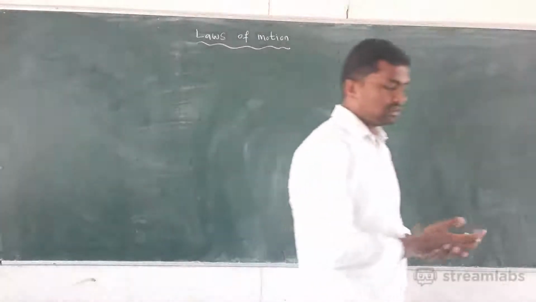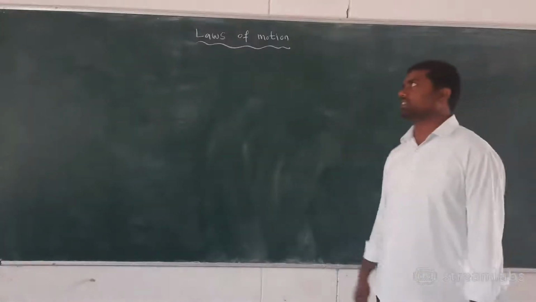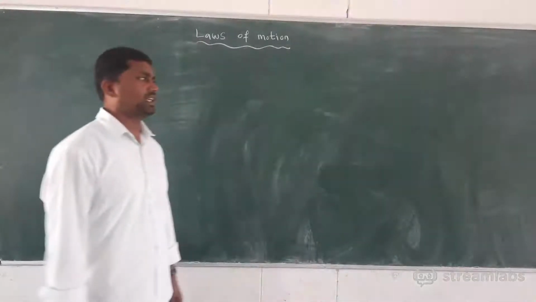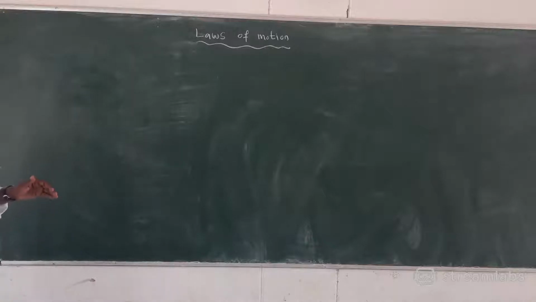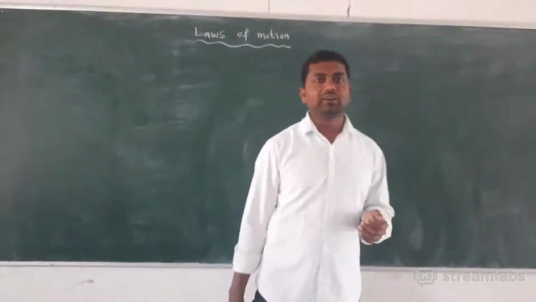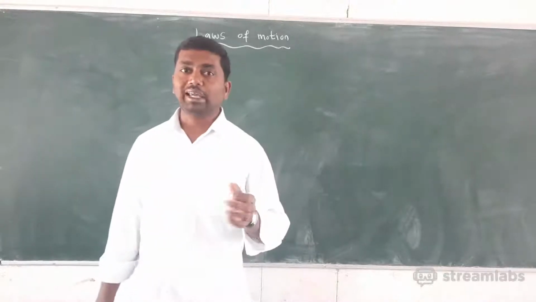Students, good morning. Today we will learn about the first year physics chapter, laws of motion. In this chapter we will learn about the different types of Newton's laws: Newton's first law of motion, and Newton's second law, and we will derive Newton's second law formula, F is equal to ma.